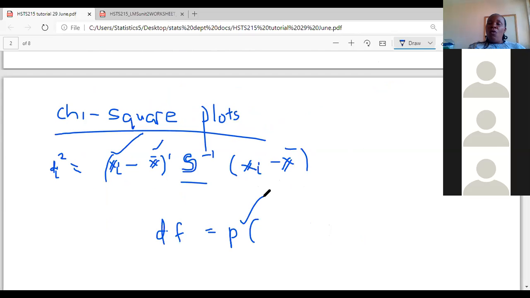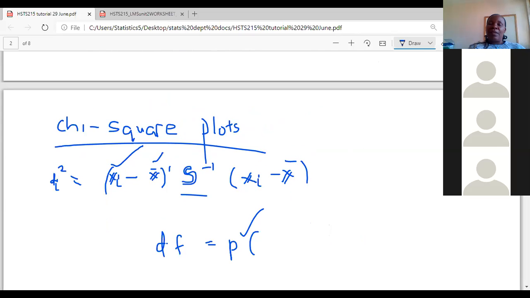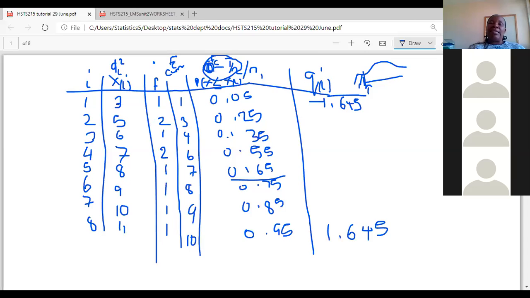So you now find the quantiles. These are the z values, the quantiles that correspond to my cumulative probabilities. You calculate the cumulative probability, cumulative frequency minus half over n, and so on. And then you find the quantiles of a chi-square distribution with 2 degrees of freedom. You plot your squared distances versus the quantiles.